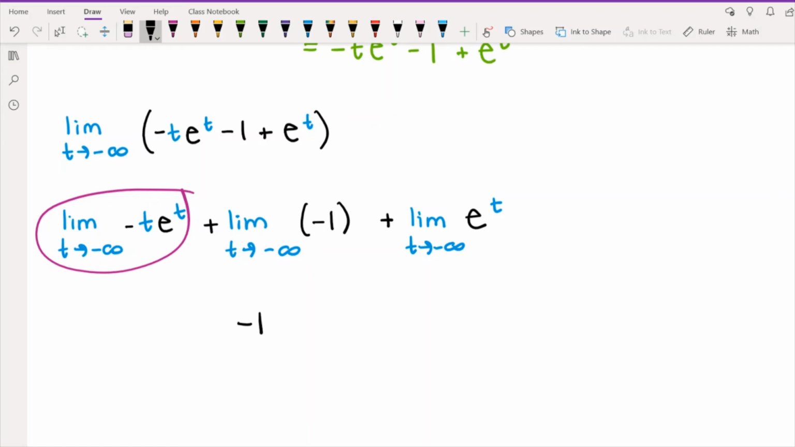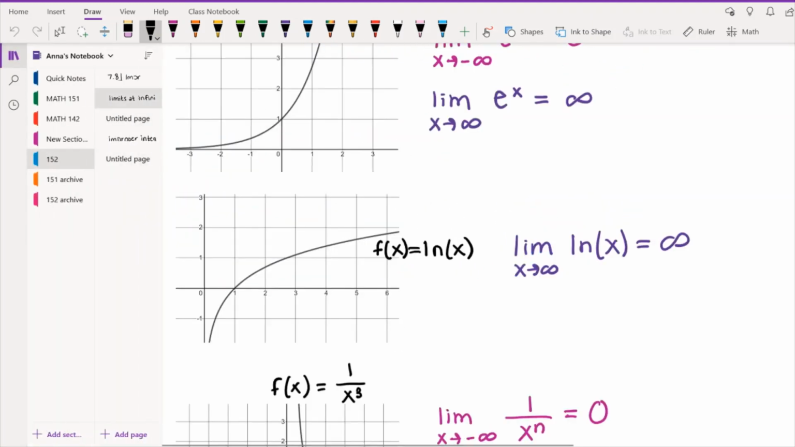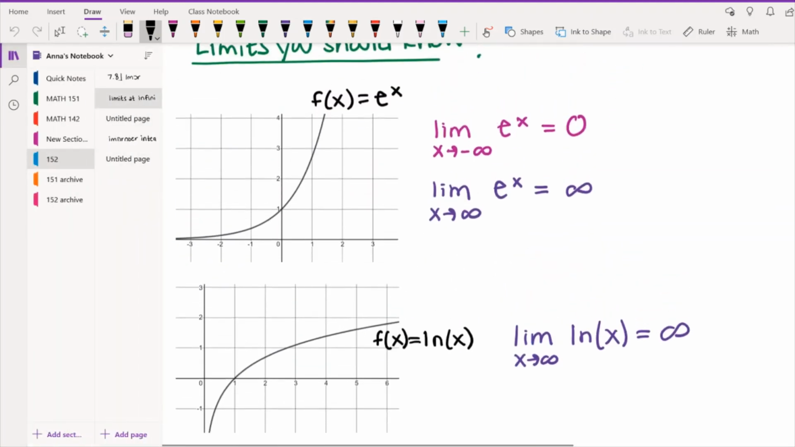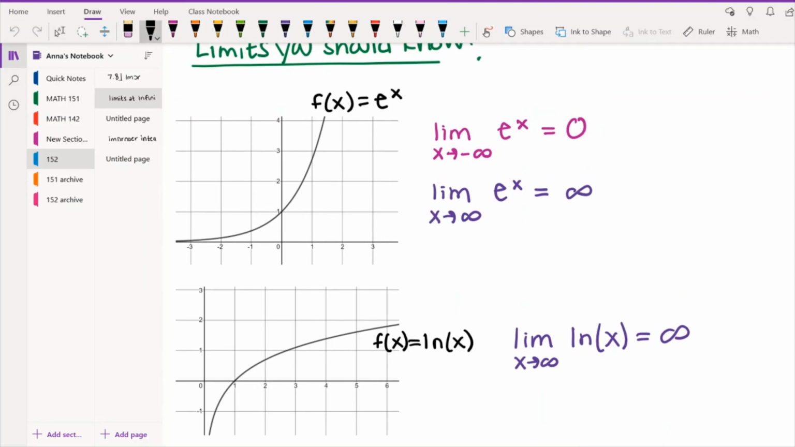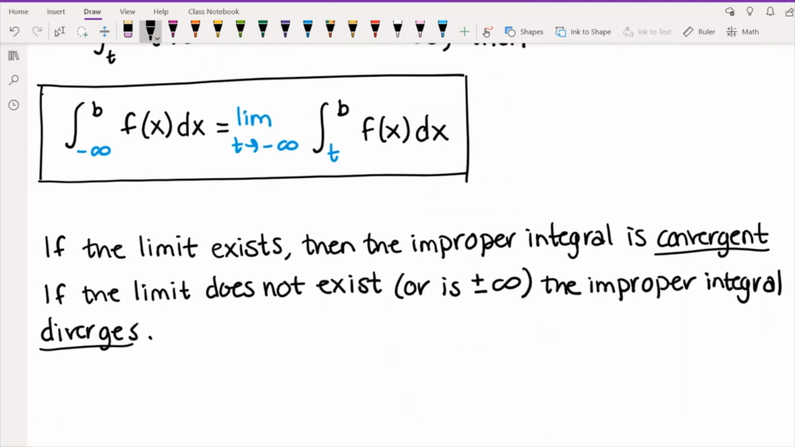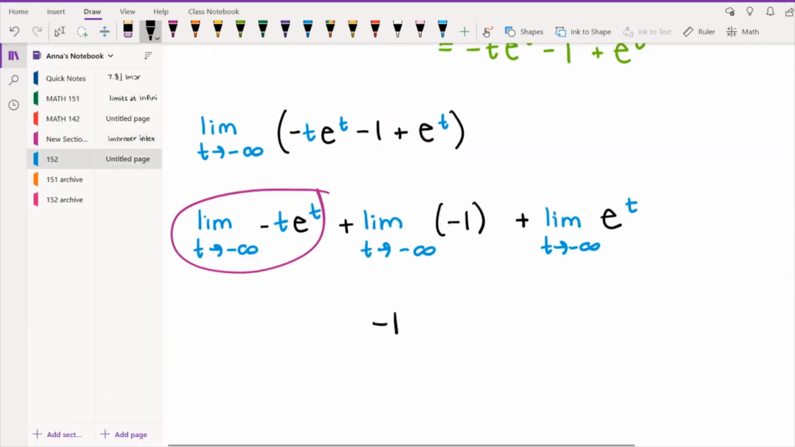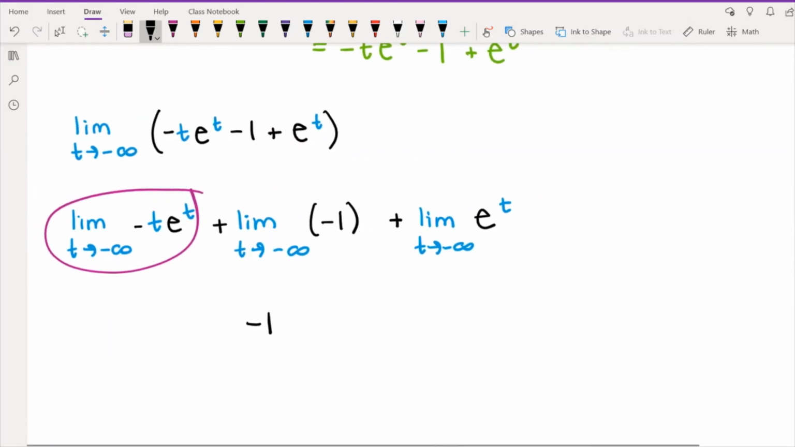And then what about the limit as t approaches negative infinity of e to the t? Well, we talked about that one earlier, right? That was this one. The limit as x approaches negative infinity of e to the x is 0. So this one is going to be negative 1 plus 0.